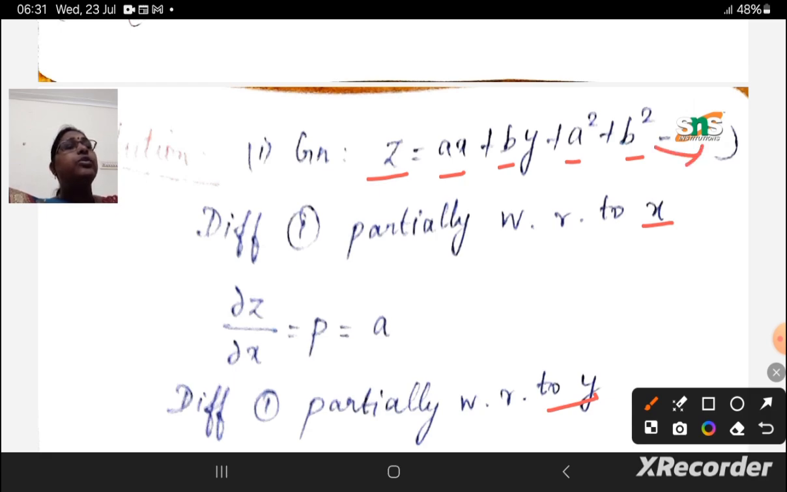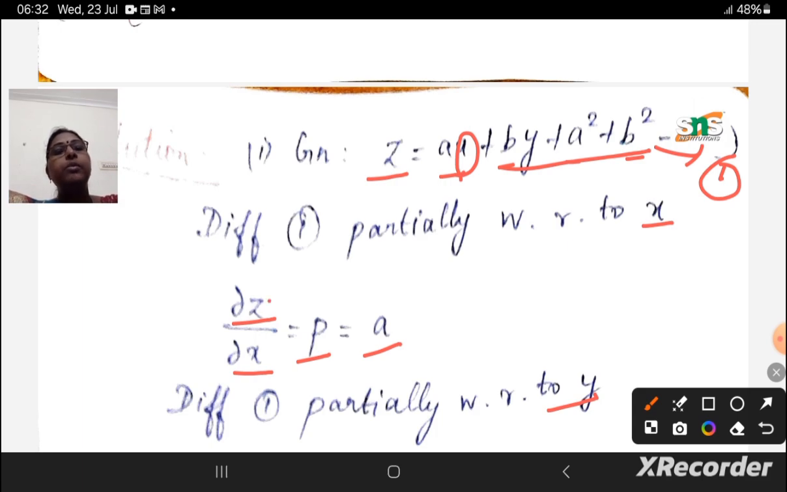We note this as equation number 1 and differentiate with respect to x. On the left hand side, differentiating z with respect to x gives ∂z/∂x, which is equal to, on the right side, only the x term, so differentiating ax gives a. The remaining terms are all constants, which give 0. We name ∂z/∂x as p. So p = a, we got one relation.